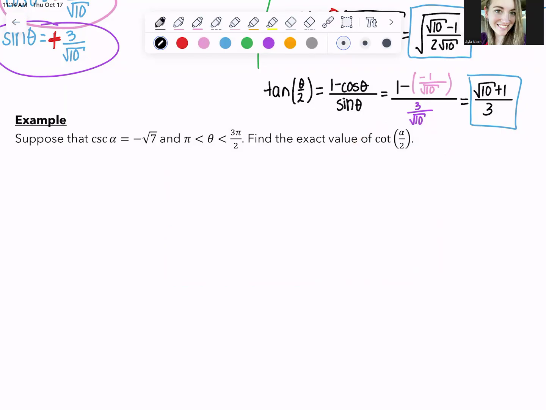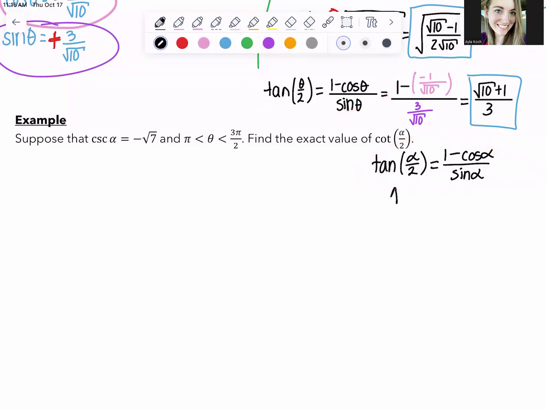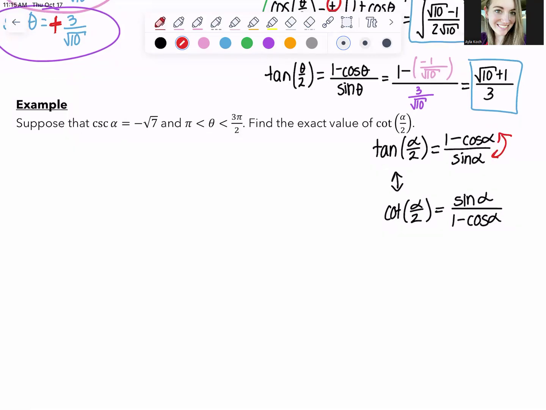We know the formula for tangent of alpha over 2 is 1 minus cosine alpha over sine alpha. That's literally this guy right here. Same formula, right? That means cotan is the flipsy-flu, right? So cotan of alpha over 2 is the flipsy-flu. So sine of alpha divided by 1 minus cosine alpha. Just this guy, but flipped. Either way, we need sine of alpha and cosine of alpha.